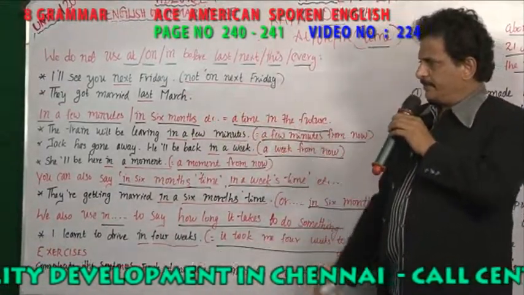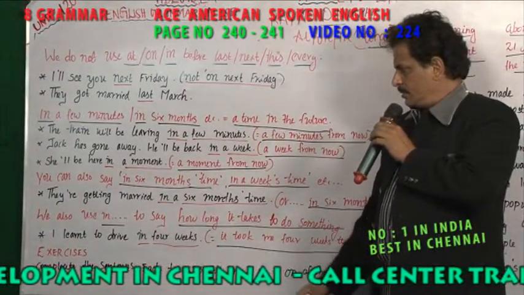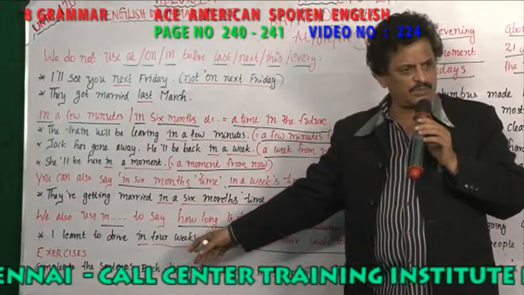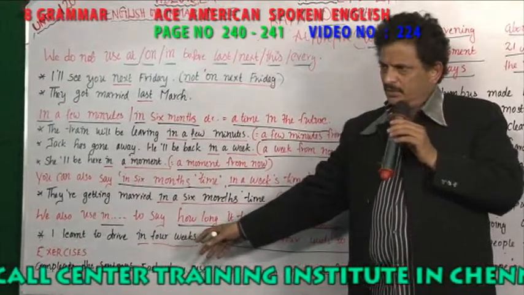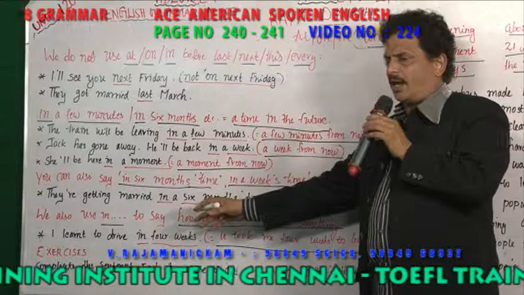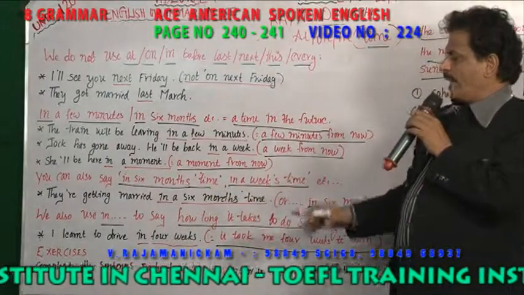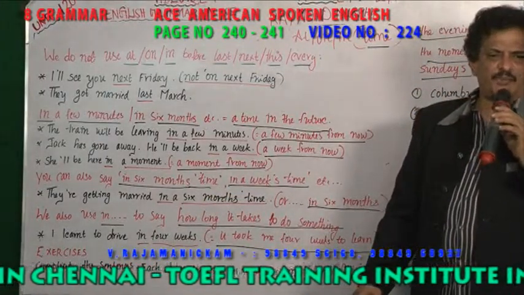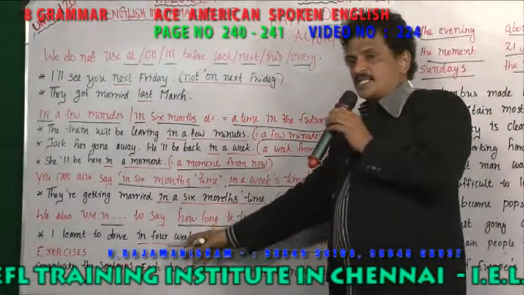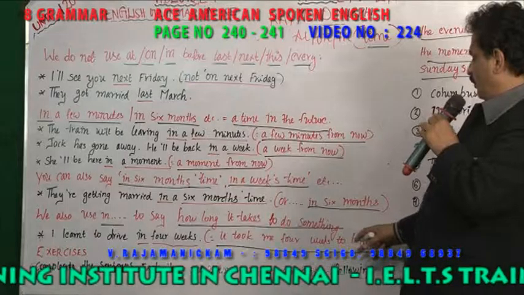I learned to drive in 4 weeks means what? It took me 28 days. So I learned to drive in 4 weeks. So for the duration of some action which was going on, you are using in plus time. It took me 4 weeks to learn.